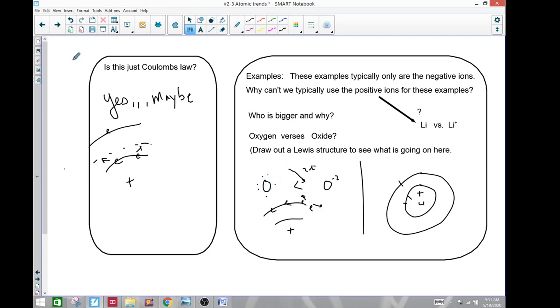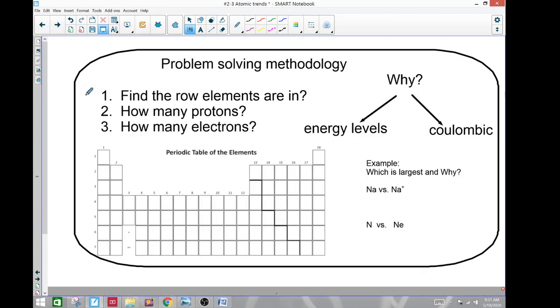There we go. All right. So, problem solving methodology. And we'll try this out here. Okay, this is the general pathway that we use to sort of dissect and investigate things.